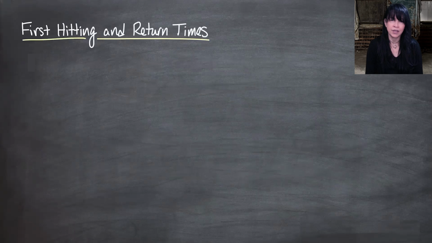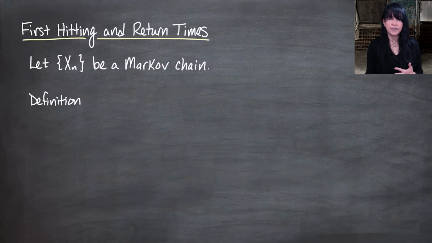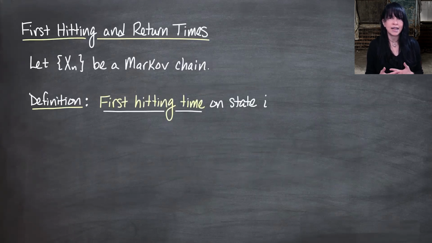Okay, so just to have a little forward momentum for what we're going to talk about next time when we formalize some of these arguments I made, we're going to be talking about first hitting times and first return times. And I want to define them right now before we go, again, for the purpose of forward momentum. So suppose that Xn is a Markov chain. I want to define a first hitting time on a state I.